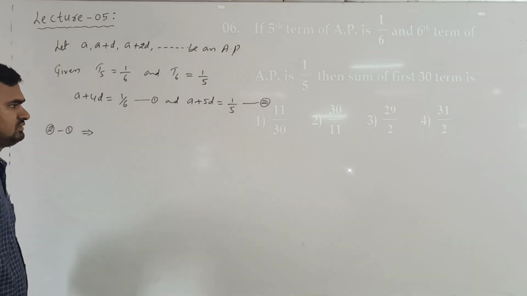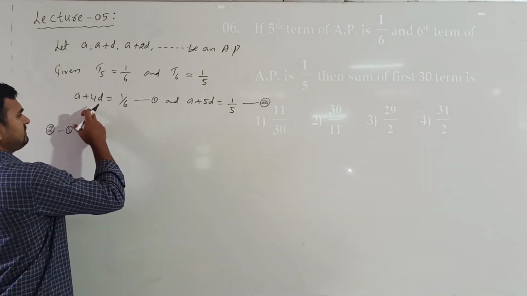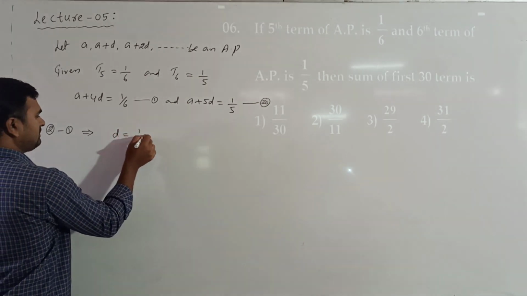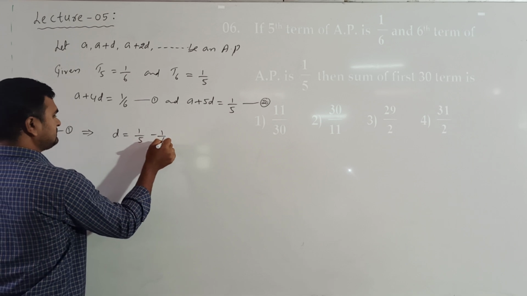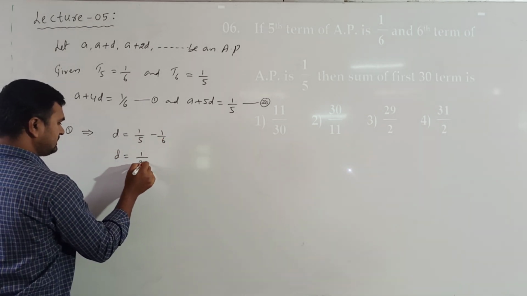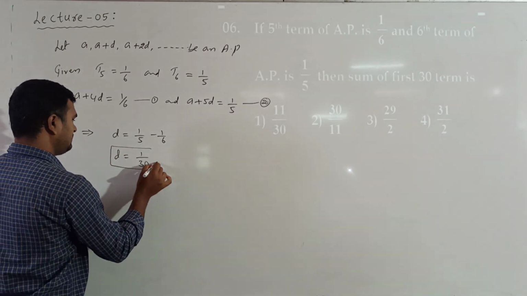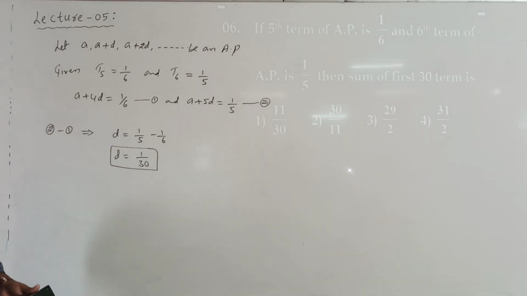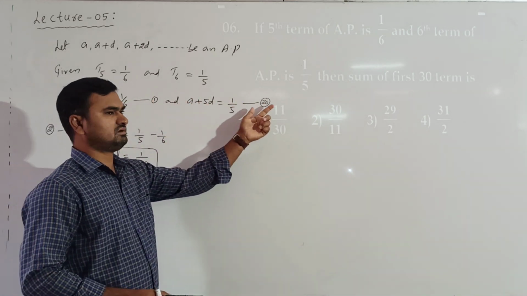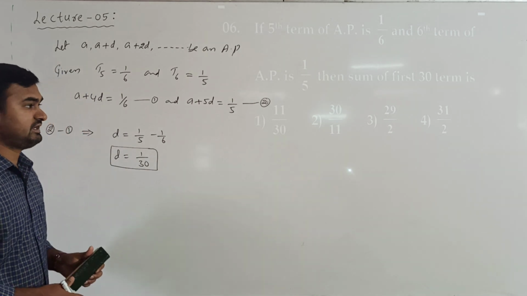Solving 1 and 2, minus 1, a will get cancelled. 5d minus 4d is d. 1 by 5 minus 1 by 6. So d is 1 by 30. So the common difference is 1 by 30. Now once we know d, substitute either in the first equation or second equation, then we can find the a value.